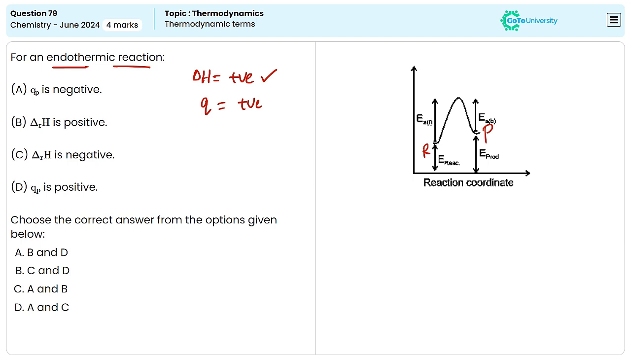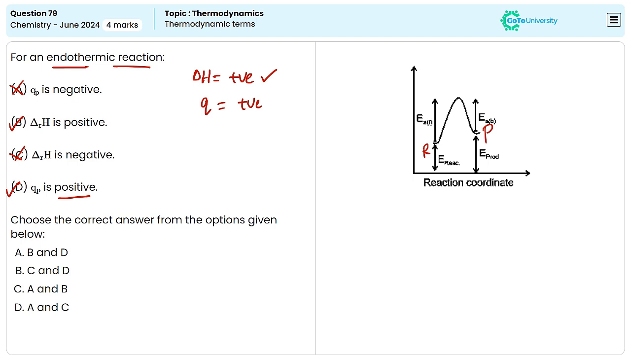In the first option it says that the QP value is negative. This is wrong as we discussed now. And the second one says that the delta H value is positive. This is correct for an endothermic reaction. Option C is wrong, that is the delta H value is negative. And the last option is given as QP is positive. This is the correct one.